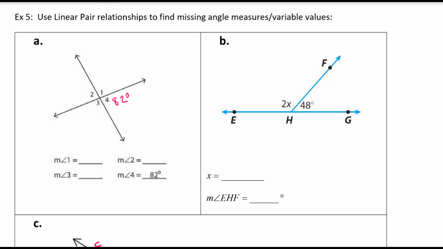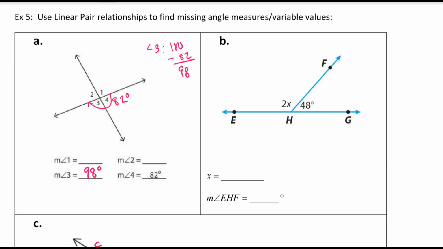Now, I know that from angle 4 all the way to angle 3 makes 180 degrees. So I'm going to think about this out loud. I could do 180 minus 82, and when I come up with that value, I get a difference of 98. So angle 3 could be 98 degrees. So that's one option there.